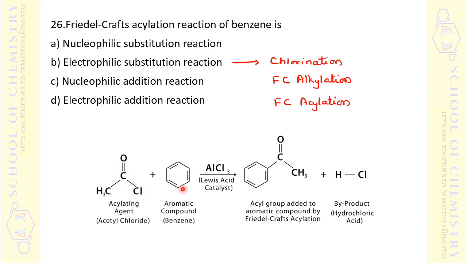When it reacts with benzene, one of the hydrogen atoms will be removed as H plus, and in that place the CH3CO plus part will be added. That's how it is electrophilic substitution. The electrophile will be this part after losing the Cl minus. When this reacts with AlCl3, the Cl will be taken up by this Lewis acid catalyst AlCl3 and removed as AlCl4 minus, and a plus charge will be produced here. So this will be the electrophile. This electrophile will replace one of the H plus here. That's how it is an electrophilic substitution reaction, and the product will be an acyl group attached to the benzene ring, right? So the correct answer for this is electrophilic substitution reaction.